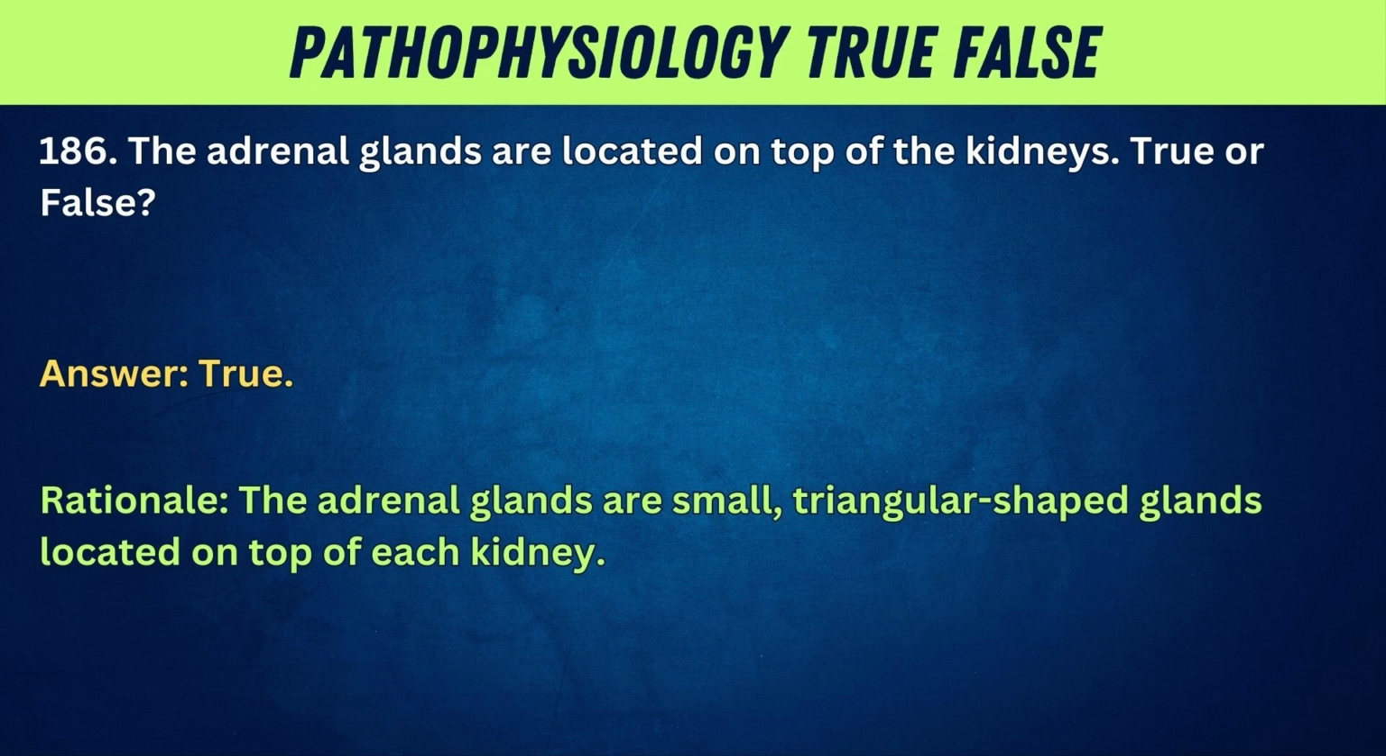186. The adrenal glands are located on top of the kidneys. True or false? Answer: true. Rationale: the adrenal glands are small, triangular-shaped glands located on top of each kidney.